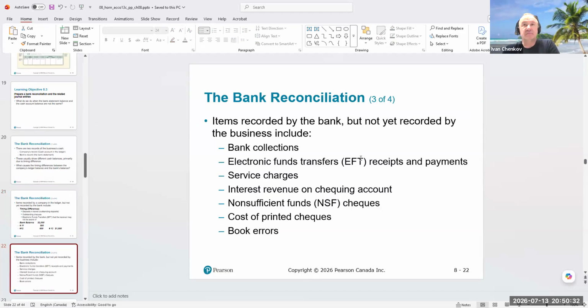Now in the books, in our accounting books, everything which is in the bank statement, we have to make a journal entry in the accounting record. First will be any collections. Again, if the bank collects any money, we have to put it there. If we have any electronic fund transfer, receipts and payments, we have to record them in our books. If the bank charges for services or bank fees, we have to record a journal entry. If we receive interest or the bank charges interest, we have to record it in the accounting books.